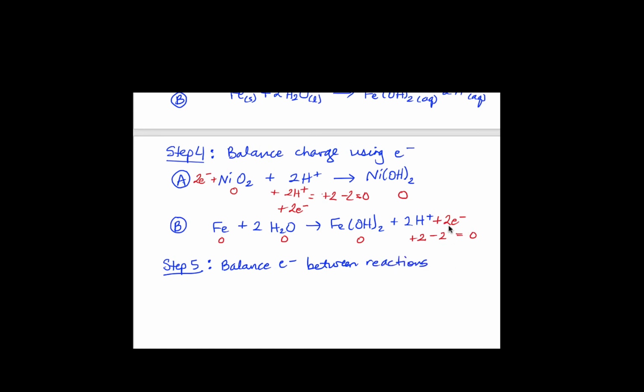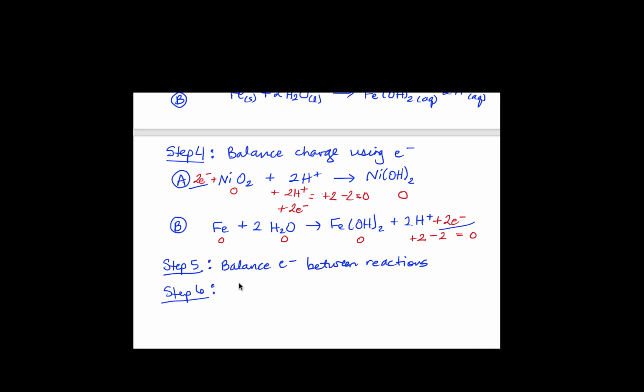So here I have 2 electrons and 2 electrons. Those are the same, so this is already balanced. But you can imagine a scenario where maybe one of my reactions was 2 and the other one was 1. And in that case, I would take the entire reaction that had a 1 and multiply the whole thing by 2. And I would just double it to make the number of electrons that were coming out of that reaction the same as the number of electrons that were going into the other reaction, or vice versa. So we can move along to step 6 already.